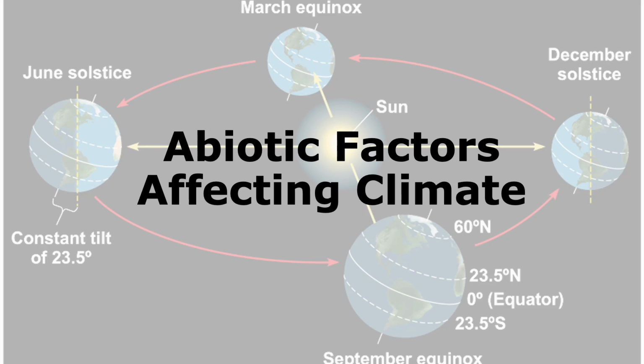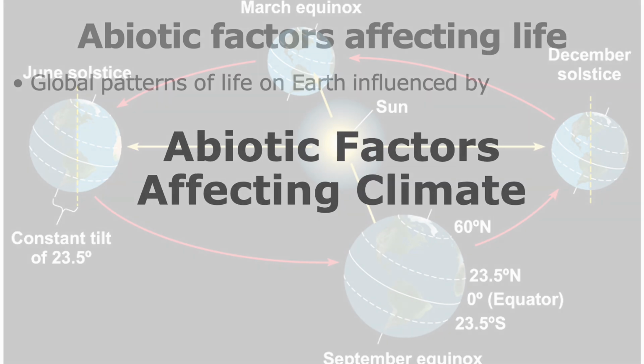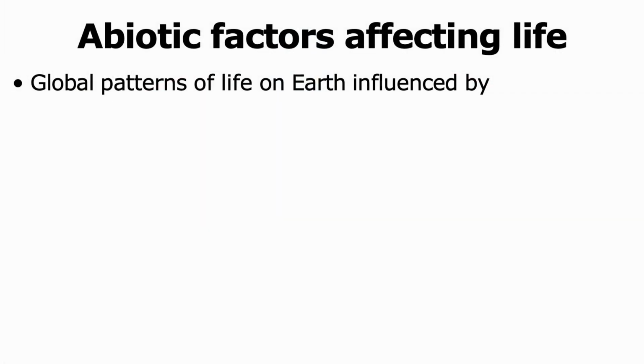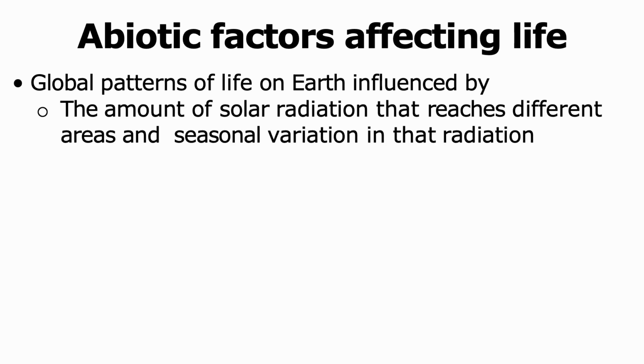In this talk, we will learn about different abiotic factors that can affect the climate of Earth. There are global abiotic factors that affect living systems on Earth. This includes the amount of solar radiation that a region receives and any variations that are associated with that radiation.